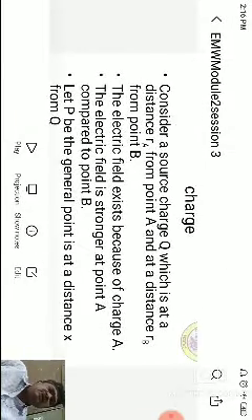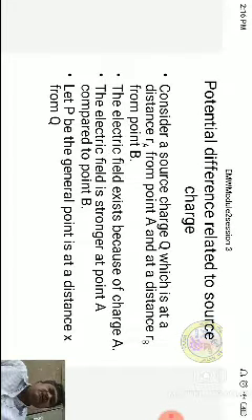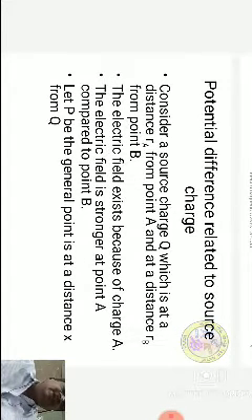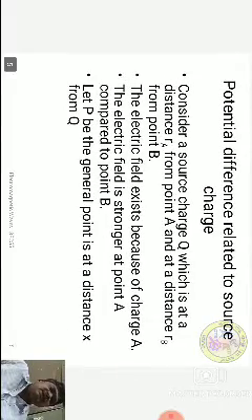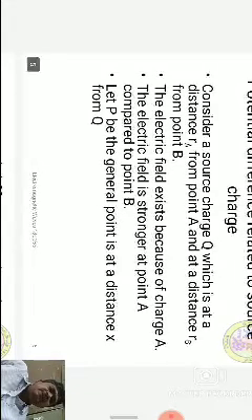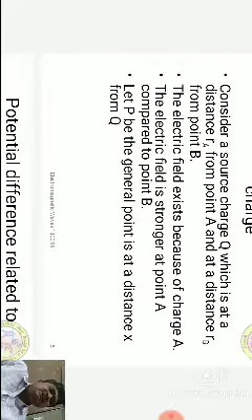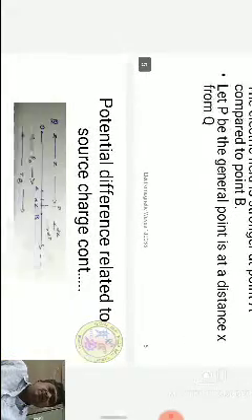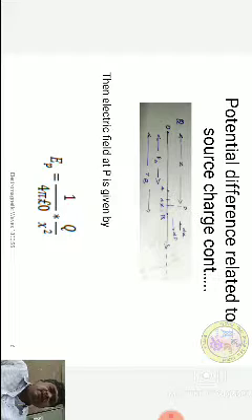So consider a source charge q which is at a distance RA from point A and at a distance RB from point B. The electric field exists because of the charge. So the charge is present and the electric field is going to exist. The electric field is stronger at point A compared to point B, which is nearer to the charge, nearer to the origin. That is why it is stronger. And let P be a general point at a distance x from Q. So that is P, another point considered.